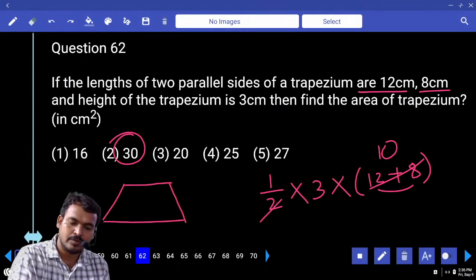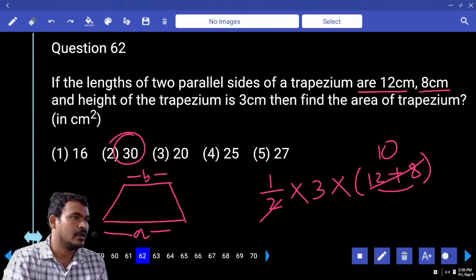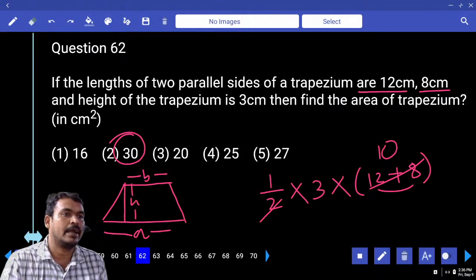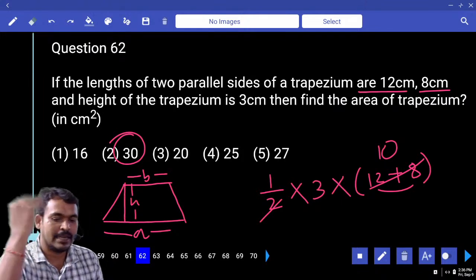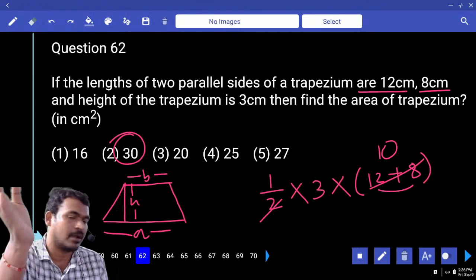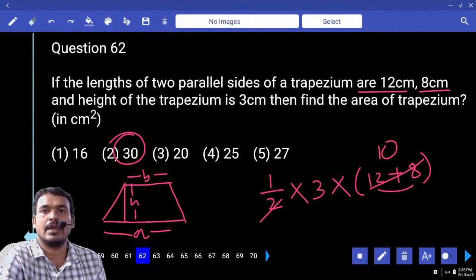Larger side is which one? A, or not? Smaller side is B. Parallel sides. The distance between parallel sides is the height of the trapezium, or not? Height of the trapezium. Sides are given, height is given. We need to identify the area. Then area is nothing but half into h into a plus b.